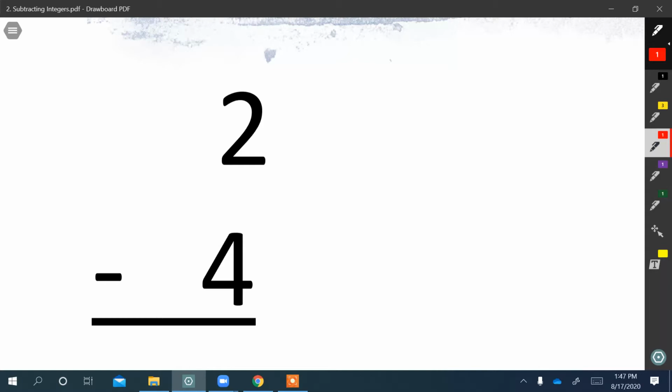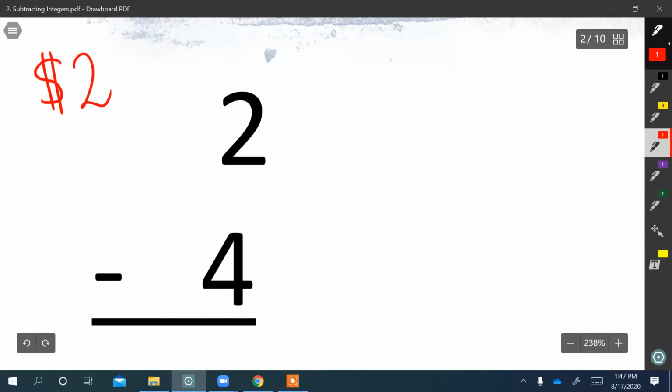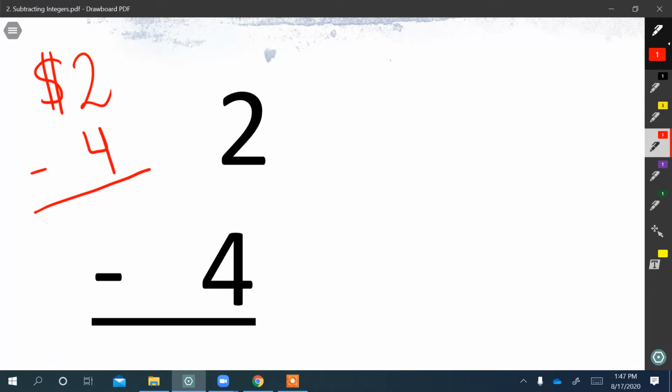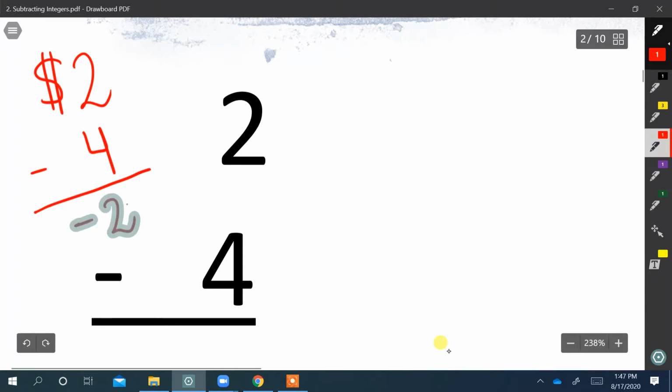Well, that's why we have negative integers. If I ask you, hey, you have $2 in your bank account and you pay somebody $4, how much money is going to be in your bank account? Is it going to be 0? It's actually going to be negative 2. And there are different ways we can see that.